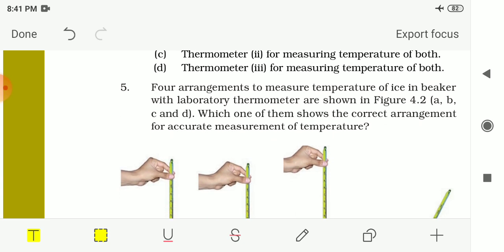Next question, fifth number. Four arrangements to measure the temperature of ice in a beaker with a laboratory thermometer are shown to you in this figure: A, B, C, D. Which one of them shows the correct arrangement for accurate measurement of temperature? We have to answer which one is the correct arrangement.